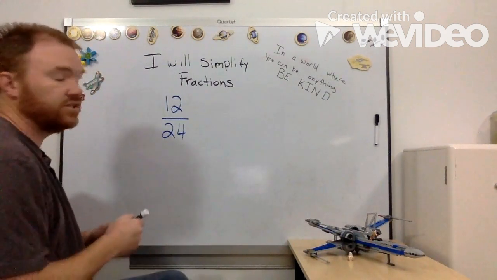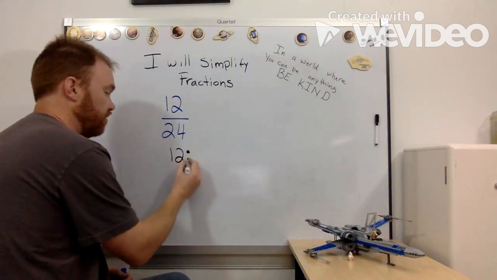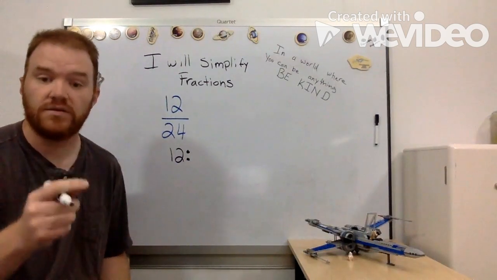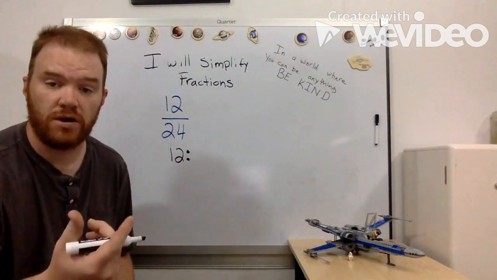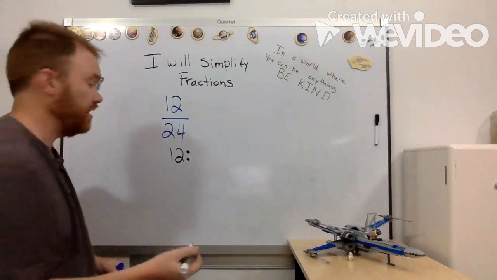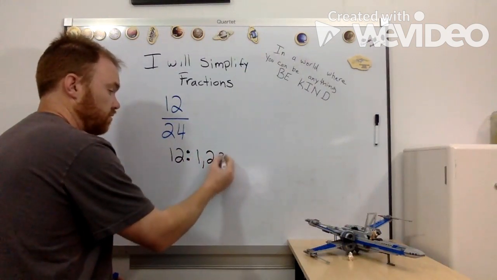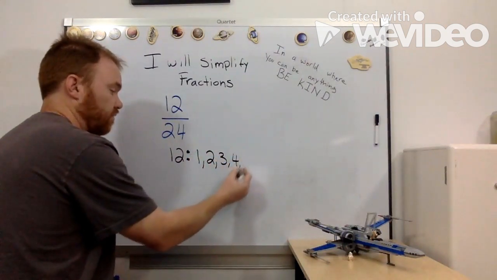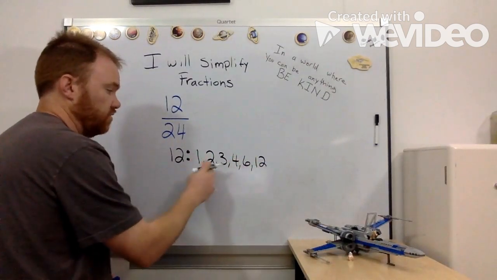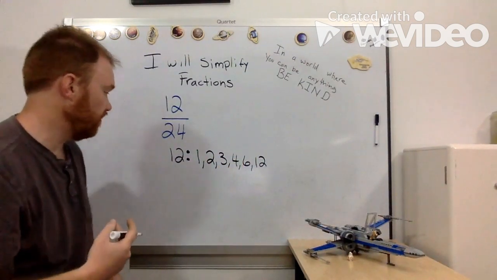Okay, so let's go ahead and do that. I'm going to list my factors of 12. Now remember, the factors are the numbers that we use to multiply in order to get 12. So what numbers do I use to multiply to get 12? I use 1, 2, 3, 4, 6, and 12. Remember, 1 times 12, 2 times 6, 3 times 4. Those all equal 12. So those are all my factors of 12.